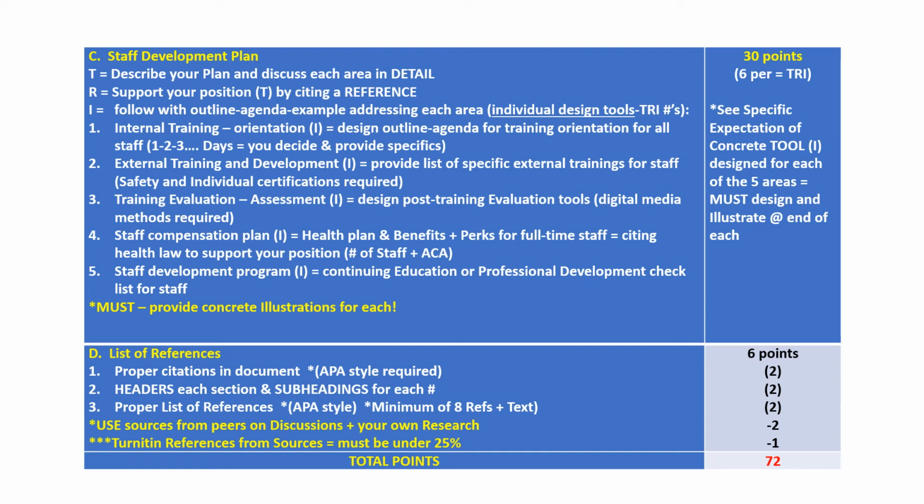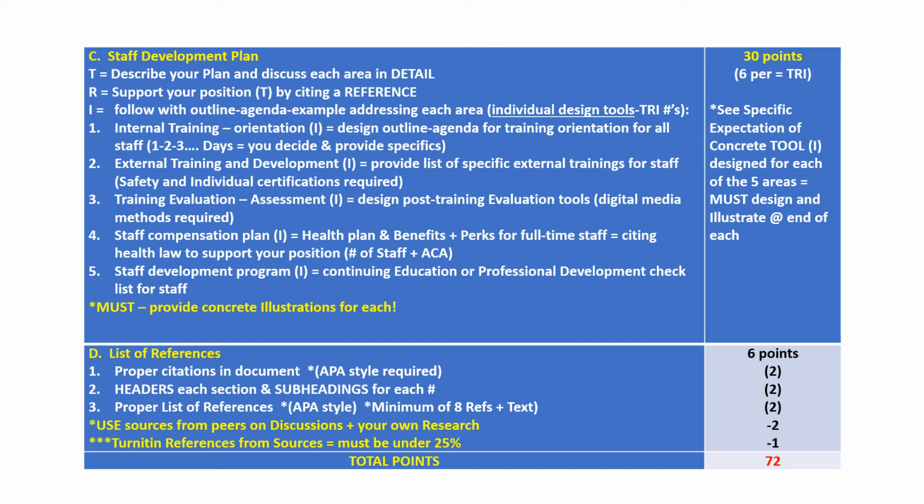An example here would be certifications. Number 3, training evaluation or assessment. This is very important. Adding digital media methods is required to get the points with your training evaluation. Number 4, staff compensation. This is where you're going to start to talk about your health plan and the benefits you're going to provide for your full-time staff. Also include perks. This is where you can be creative. We talked about this in lecture. Make sure you cite health law, the Affordable Care Act, what you're bound by law to provide or not to provide. You can pick whichever, but make that connection and cite that within that decision on your compensation plan.